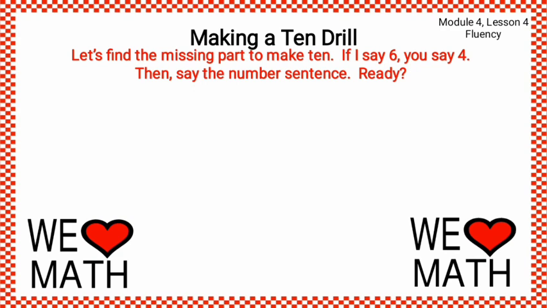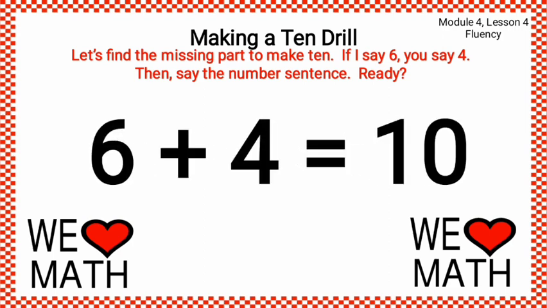Well, let's find the missing parts to make 10. So if I say 6, you say 4. Then say the number sentence. Okay. So for every number I call, you're going to tell me what should be added to that number to make a 10. Alright. Now look at something. 6. And 6 plus 4 is what? It's 10. So when I call a number, you tell me what should be added to the number to make a 10.